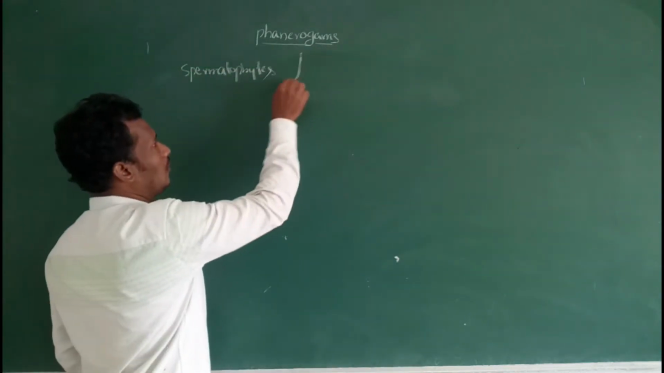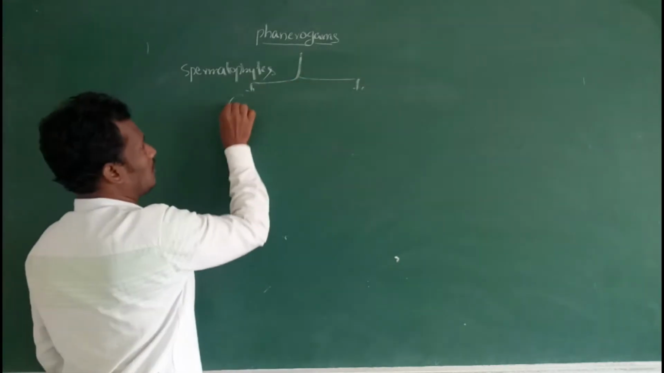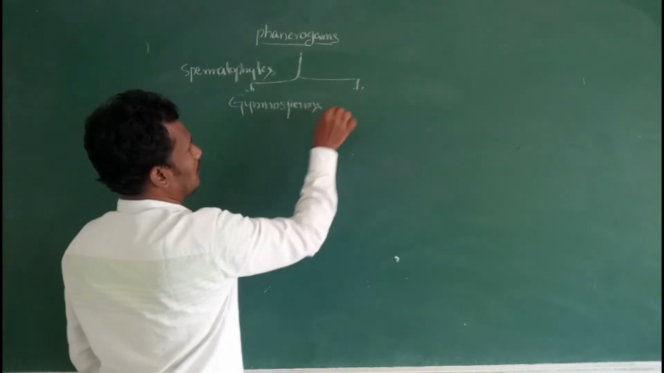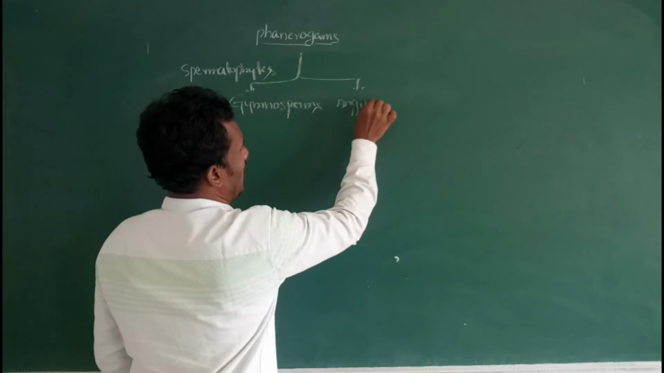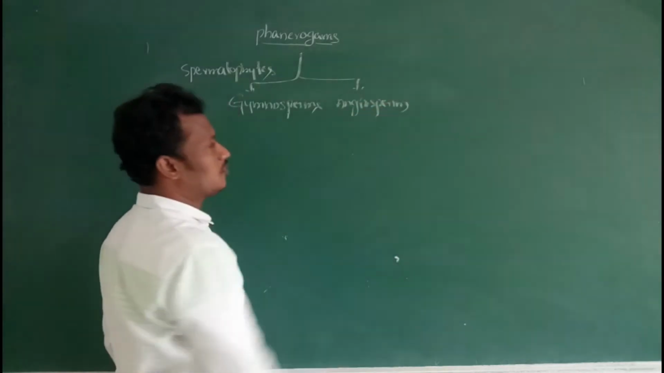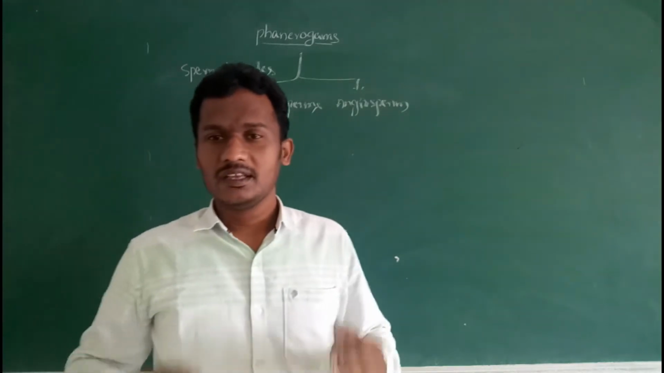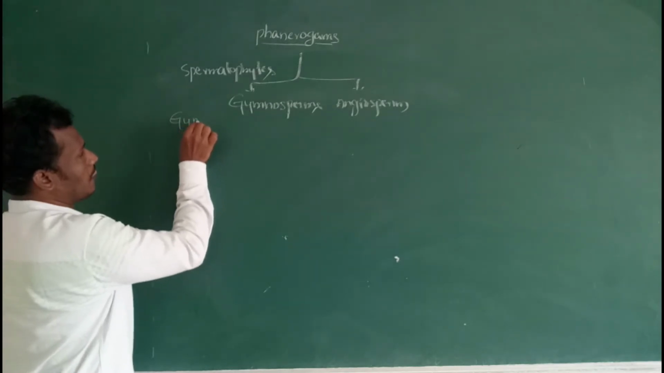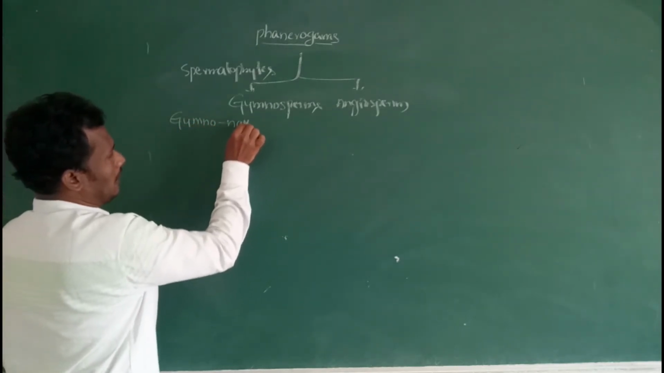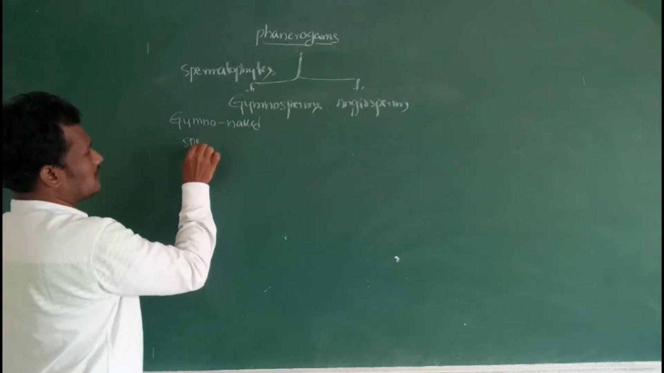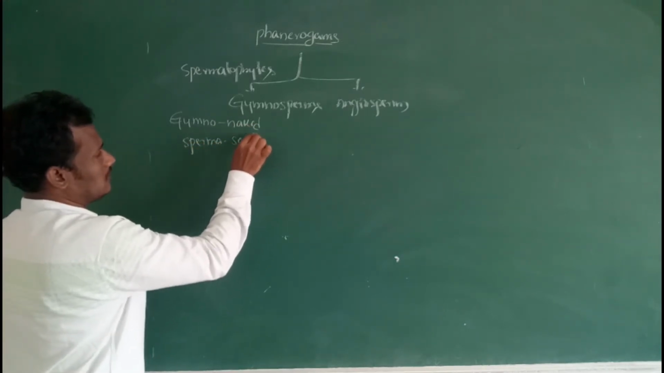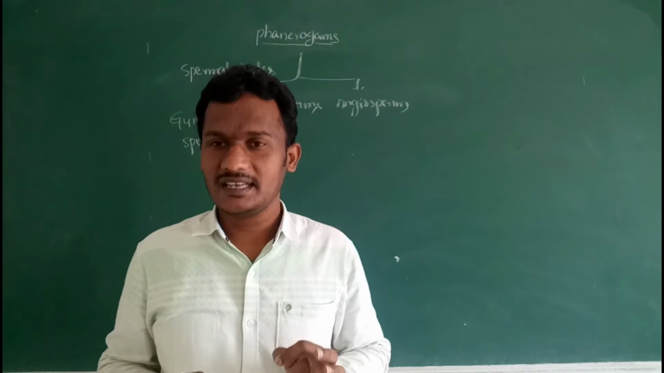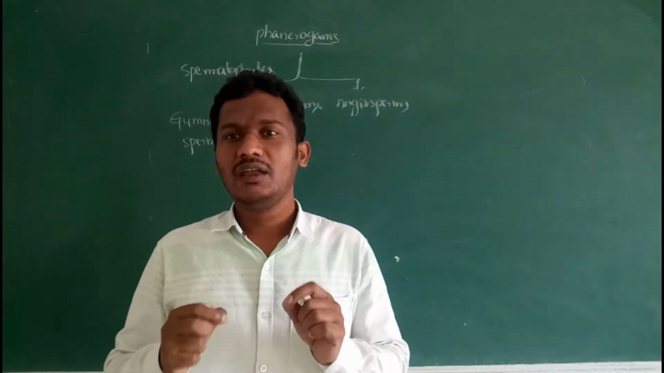These are Gymnosperms, then Angiosperms, that is, Gymnospermae and Angiospermae. First, coming to Gymnosperms: gymno means naked, sperma means seed. That means seed-bearing plants, but the seed is in a naked condition, not enveloped by any ovary wall.